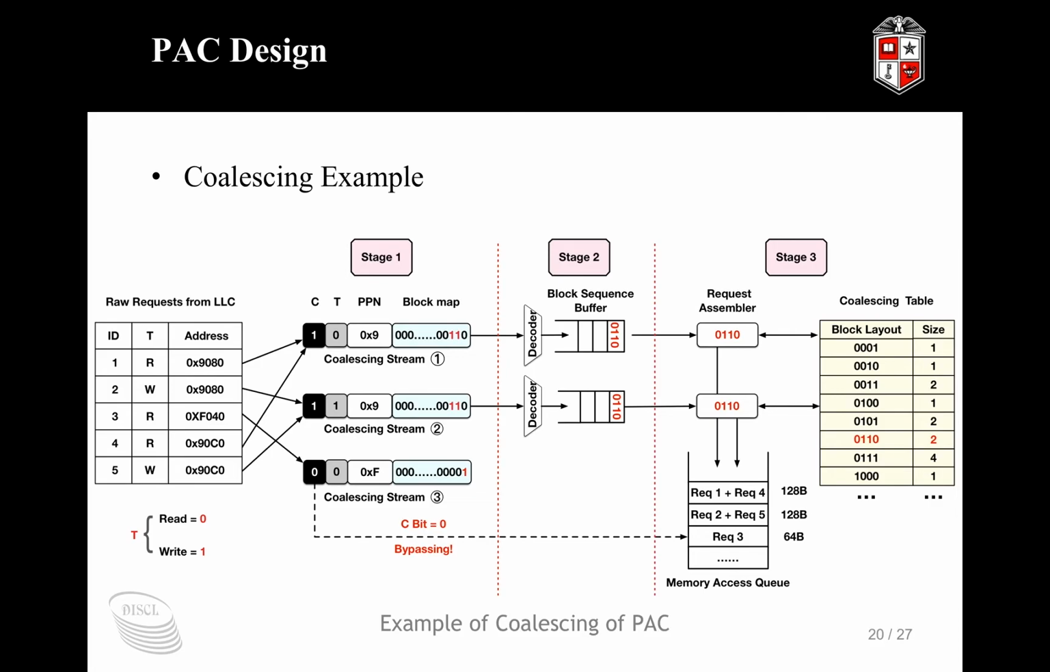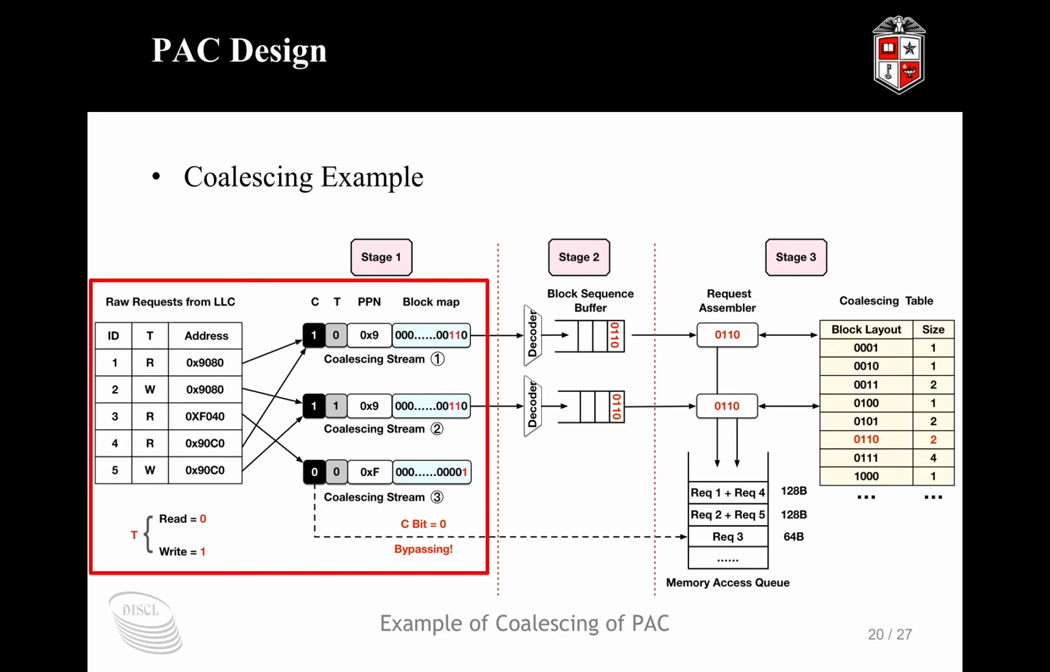And here is one of the examples of our memory coalescing model. On the first stage, we have 5 requests ready for coalescing. They will be flushed to the corresponding coalescing streams based on their physical page number and request types.